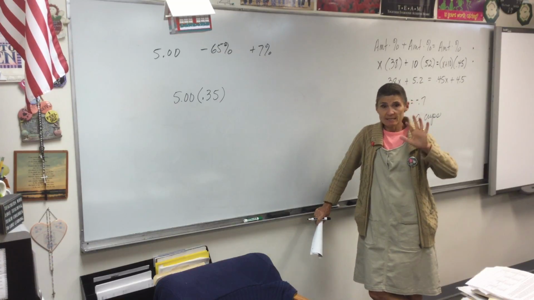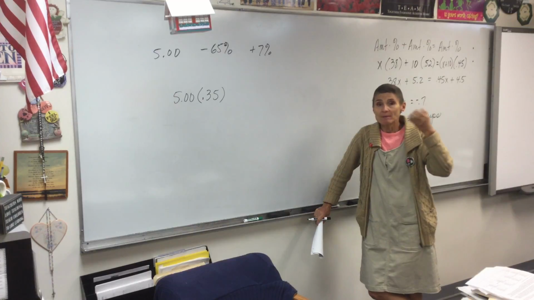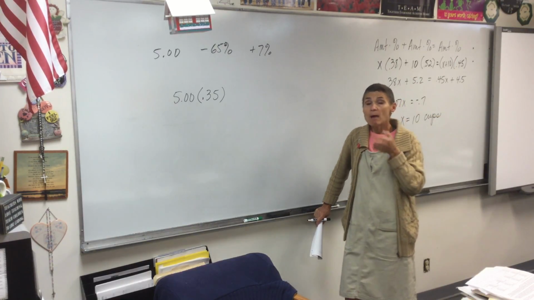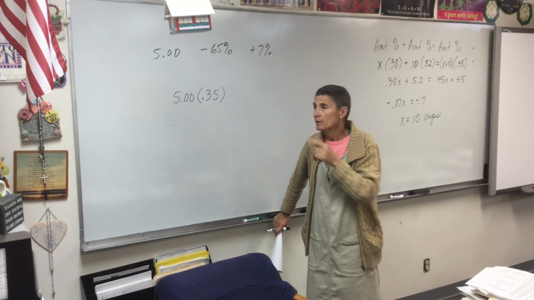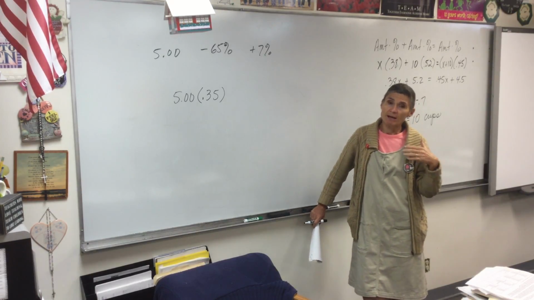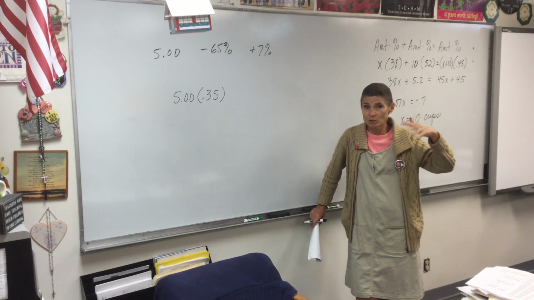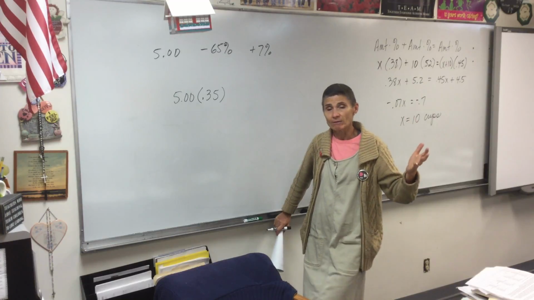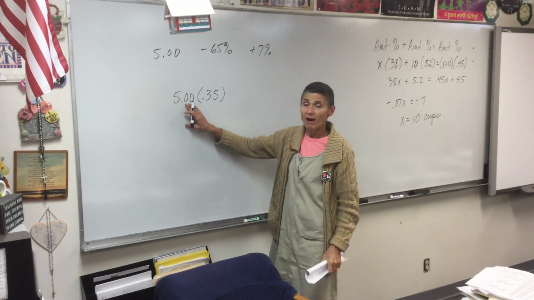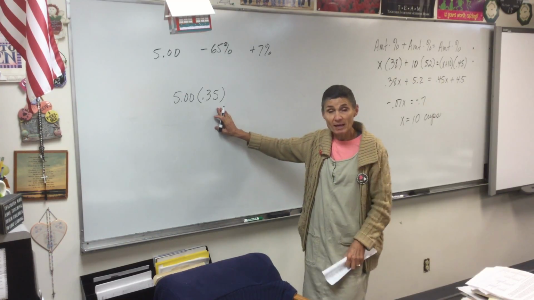If there is a 65% discount, that means I am not paying 65%, which means I am paying how much? 35%. If you multiply by 0.65, you are not finding what you're paying. You're finding what you're taking off. I don't care. I want to know, what am I paying? So I'm going to multiply $5 times 0.35. That's how much I'm paying.